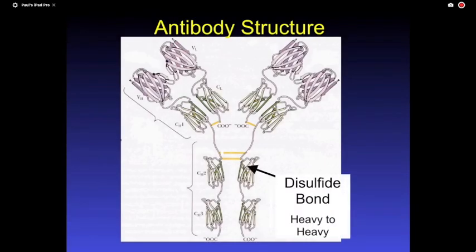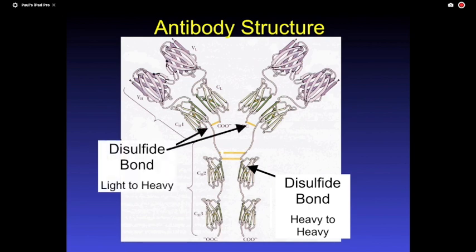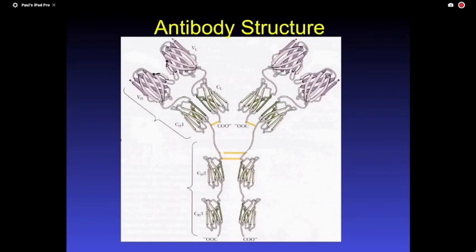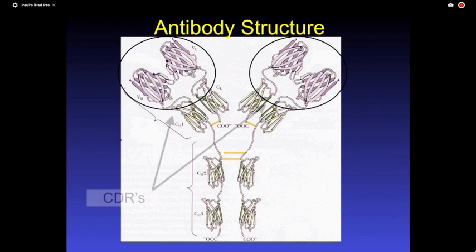Okay, the disulfide bonds hold the chains together to make it one working structure. There's a heavy to heavy and light to heavy. And here we've got what are called the CDRs, the complementary determining regions. I might have that typed out on the next slide or so. Complementary determining regions. It's a complement to the antigen. It makes a 3-dimensional structure that will plug in and bind directly to the antigen.